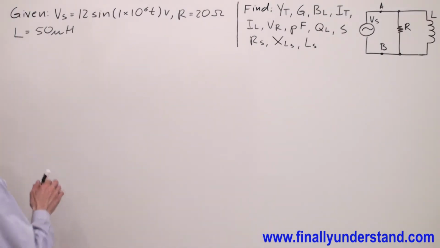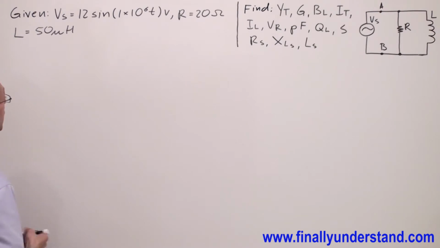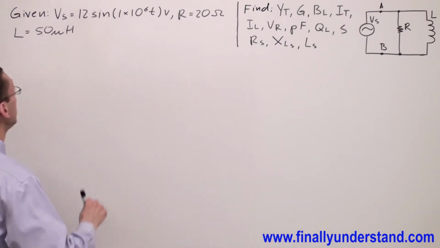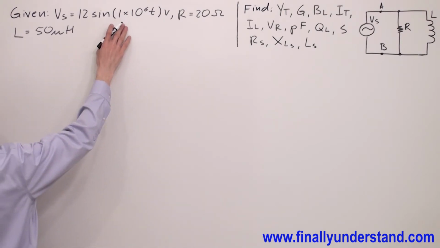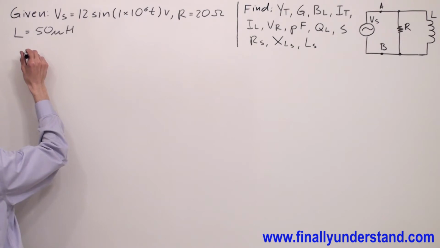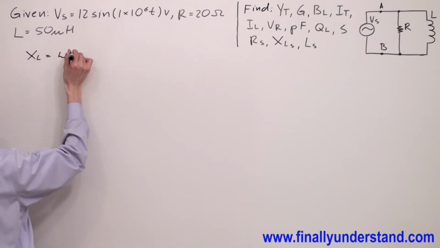We have another example on the board. First, we have to find the impedance of the inductor. In other words, we have to find the inductive reactance. Because we have given omega, I can use the formula which says X of L is equal to omega L.